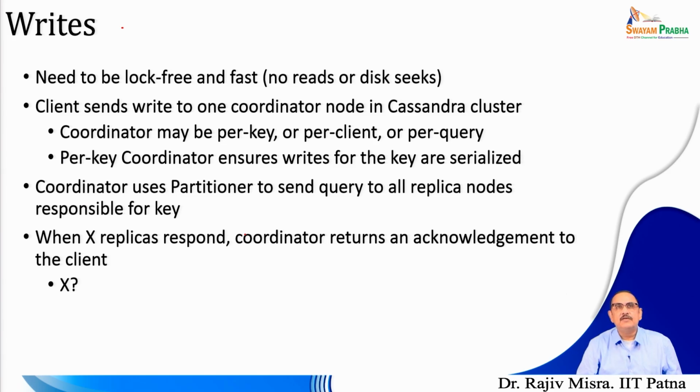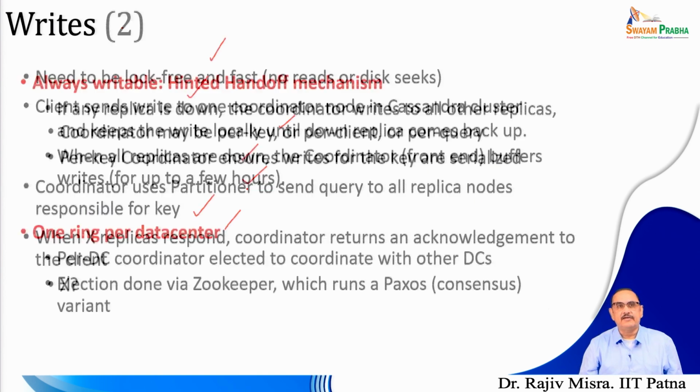Now, let us see about the write operation. It needs to be lock free and fast, that is no reads or disk seeks are required, and the client sends the write to one of the coordinator nodes in the Cassandra cluster. The coordinator may be on a per key basis or per client or per key per unit query basis. Per key coordinator ensures the writes for the key are serialized. Now, coordinator uses the partitioner to send the query to all the replica nodes responsible for the key. When X replicas respond, the coordinator returns an acknowledgement to the client. What is the value of X, we are going to discuss later.